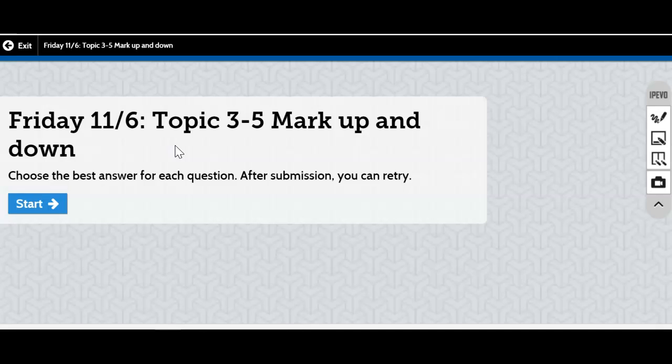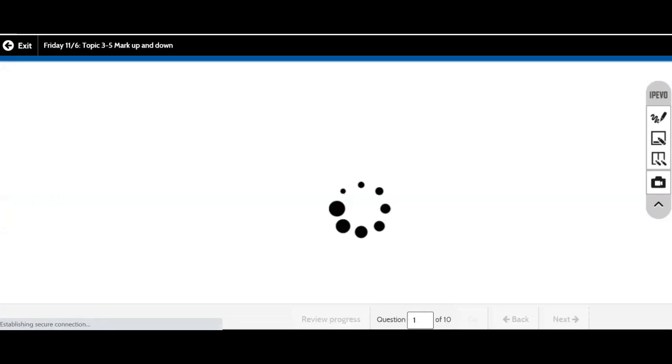Markup and markdown. Okay, so basically discounts. It's pretty simple. All we're going to do really is take everything we've used and learned with percents and apply it to a real life situation. Okay, so let's jump right on in.